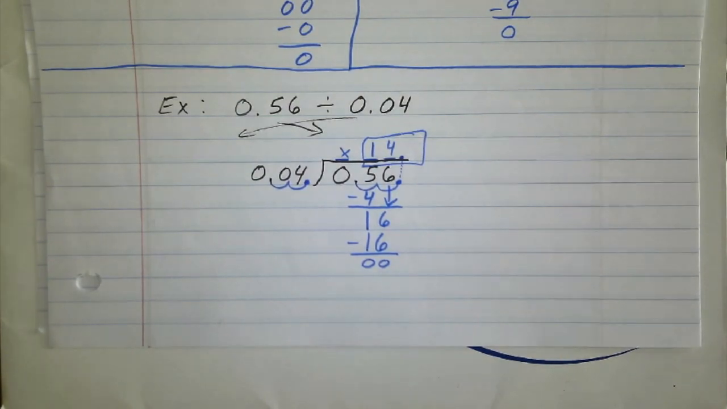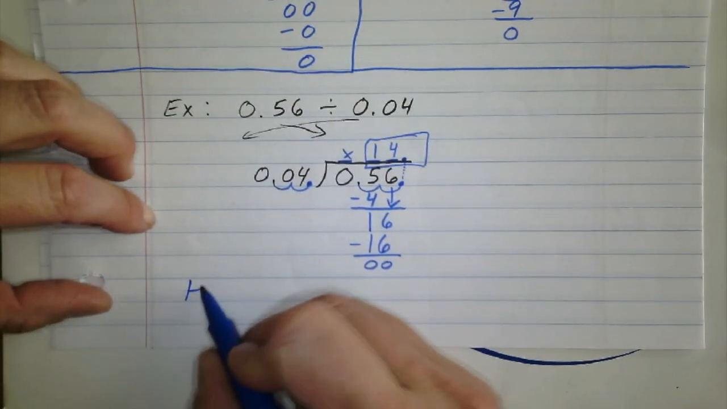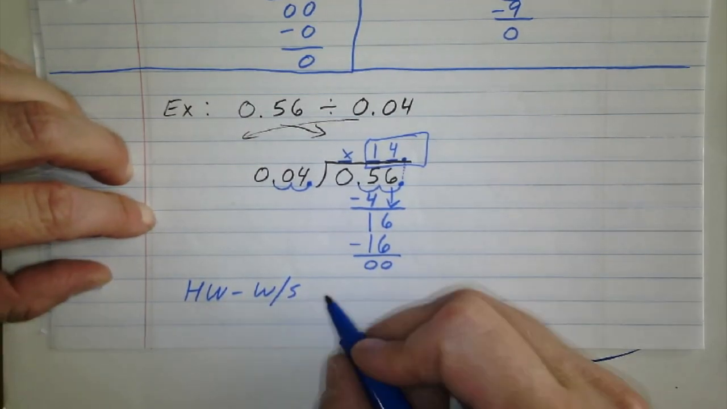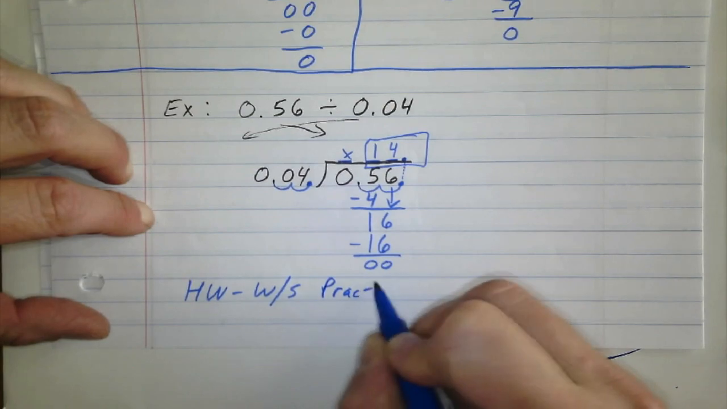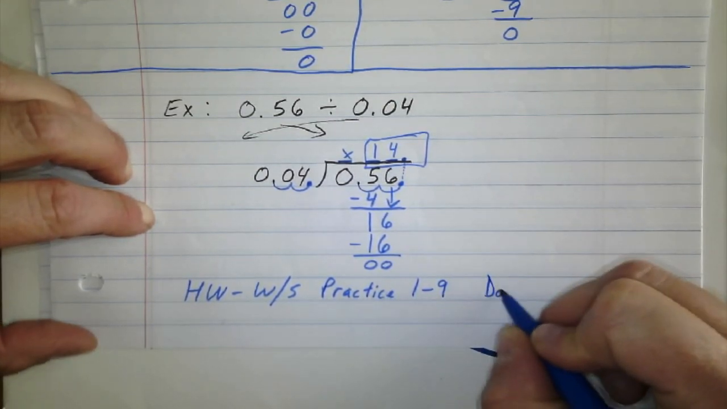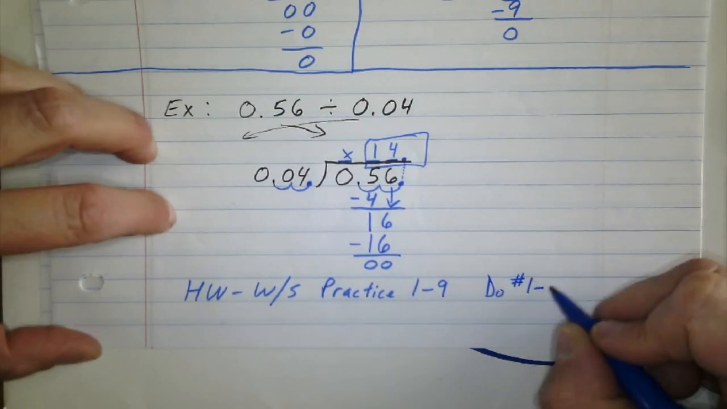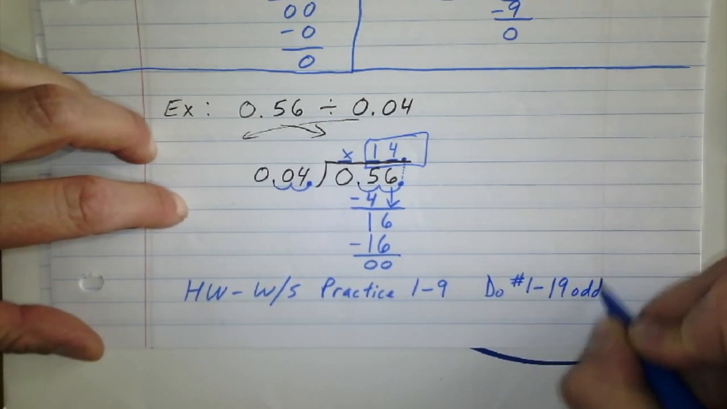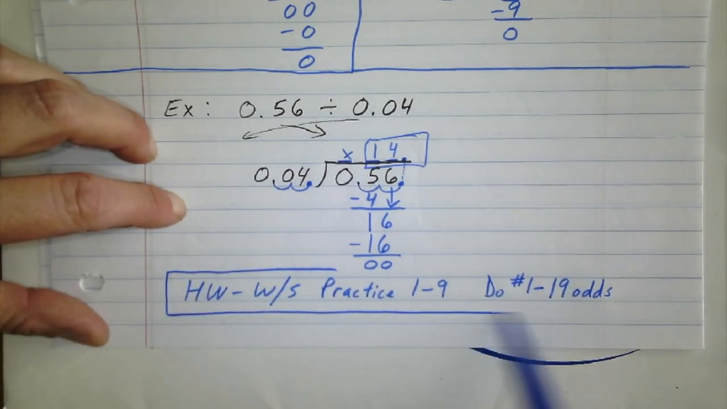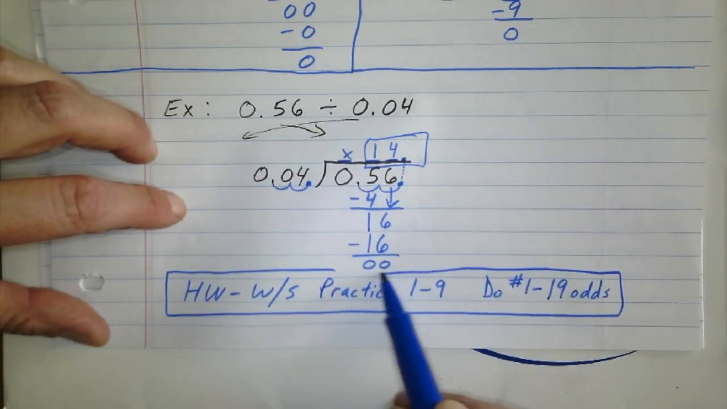The homework you're going to do to practice this particular standard is a worksheet. It is called Practice 1-9, and you are going to do numbers 1 through 19 odds, very similar to what you did on the other decimal worksheets. Write that in so you know what you're going to do for homework.